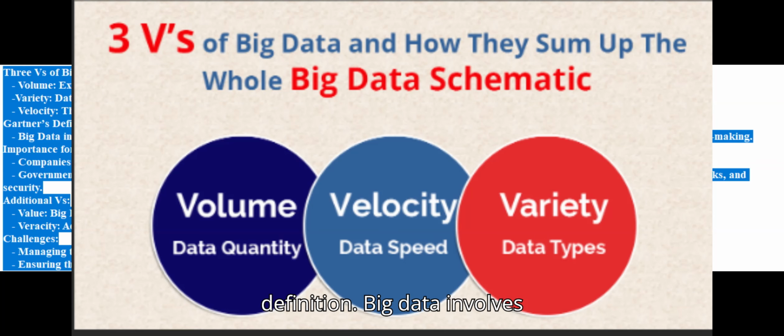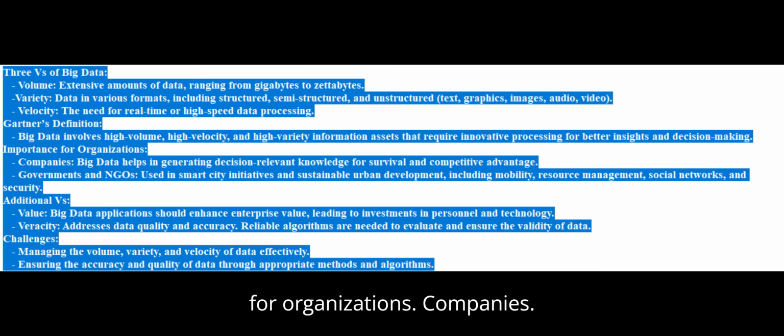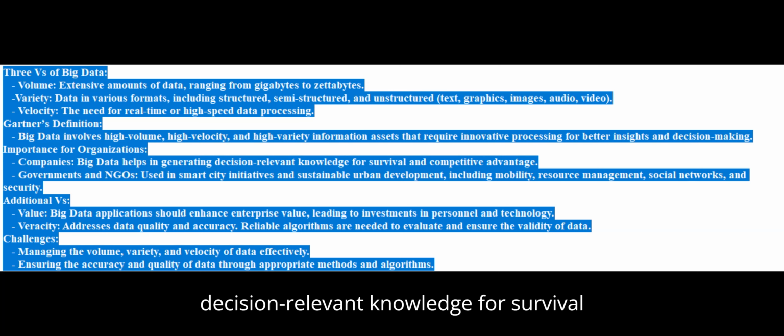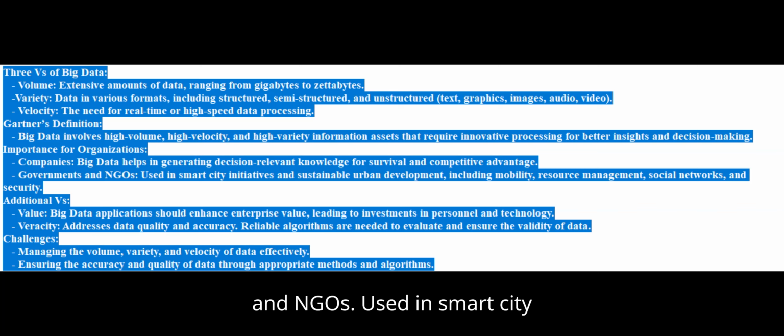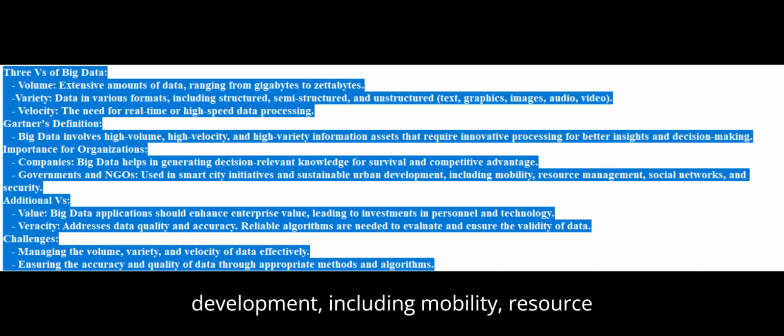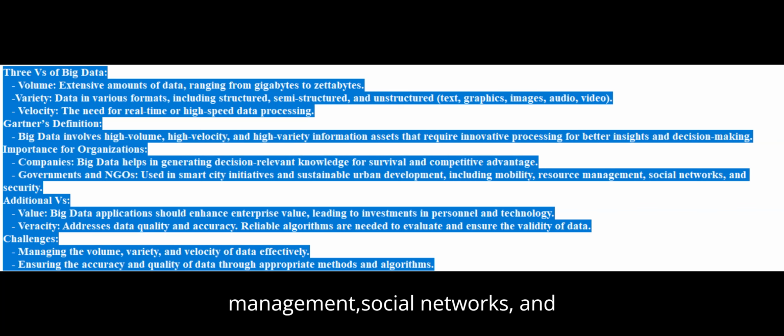Gartner's definition. Big data involves high volume, high velocity, and high variety information assets that require innovative processing for better insights and decision-making. Importance for organizations. Companies. Big data helps in generating decision-relevant knowledge for survival and competitive advantage. Governments and NGOs. Used in smart city initiatives and sustainable urban development, including mobility, resource management, social networks, and security.